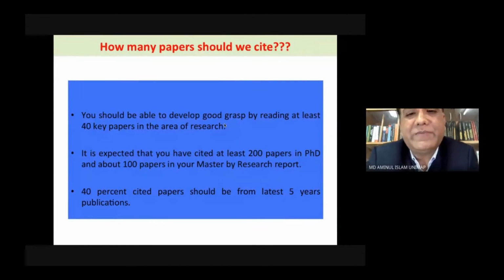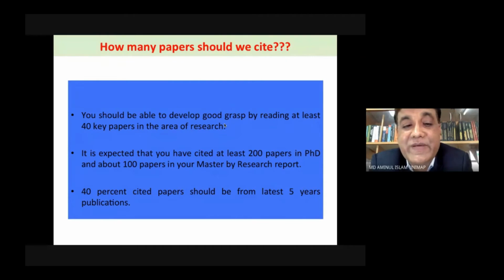Now this question has been asked by many of you: how many papers should I cite? Okay, to me, if you want to have a good grasp or control over the area of research, you should be reading at least 40 key papers in the research area. 40, I recommend 40. At least 40 key papers, not every kind of paper, 40 key papers. And among them, 40% should be the latest papers, okay?